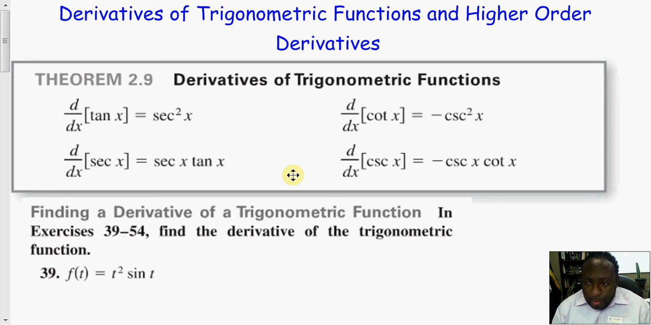Derivatives of trigonometric functions and higher order derivatives. We saw in the previous section the derivative for cosine was negative sine and the derivative for sine was cosine. So here we add the other four: the derivative of tangent is secant squared, the derivative of cotangent is negative cosecant squared, the derivative of secant is secant tangent, and the derivative of cosecant is negative cosecant cotangent.